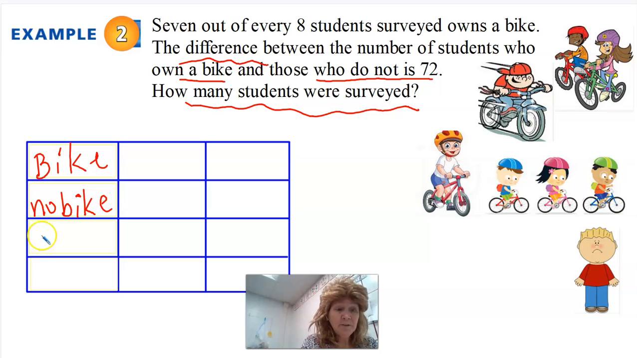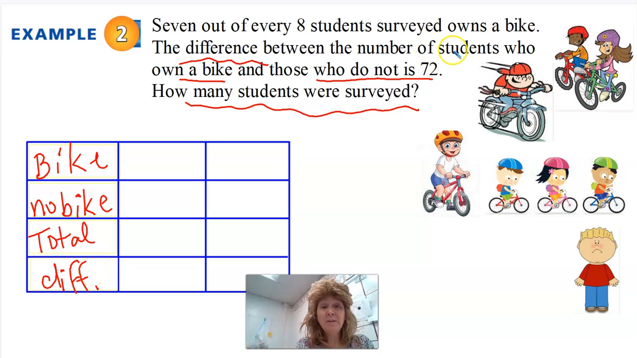Now what I can do is I can add, you can see I gave you 4 rows. I can do a total, and then this is where I can do the difference, because it said the difference between the number of students who own a bike and those who do not is 72. So the difference down here, so remember this is my ratio, and then this is my actual numbers. Okay, so the difference is 72 right here.